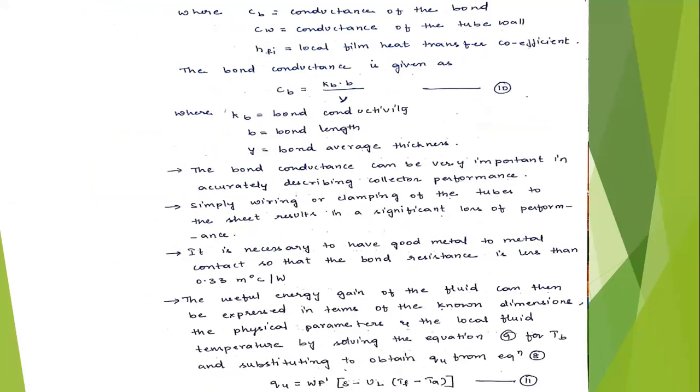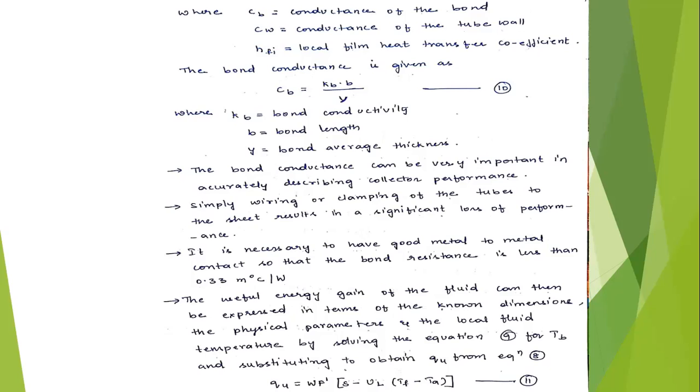In the previous equation, we saw some terms. These are the abbreviations of the terms. Cb means conductance of the bond. Cw means conductance of the tube wall. Resistance and conductance are opposite in nature. HFI is the local film heat transfer coefficient. The bond conductance Cb is given by the formula Kb into B by Y, where Kb is the bond conductivity, B is the bond length and Y is the bond average thickness.